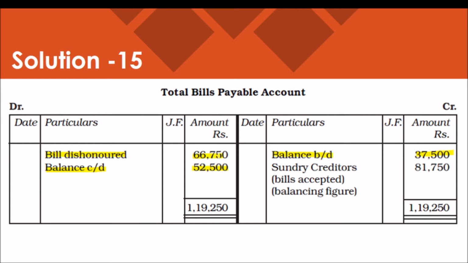67,750. And the balancing figure is what? Bills payable amount. The total bills payable amount, that is 81,750. That is the balancing figure.